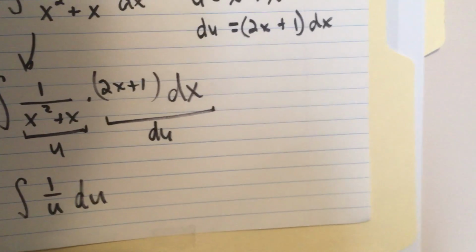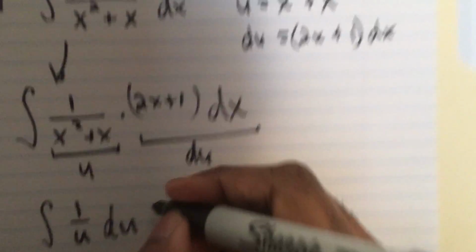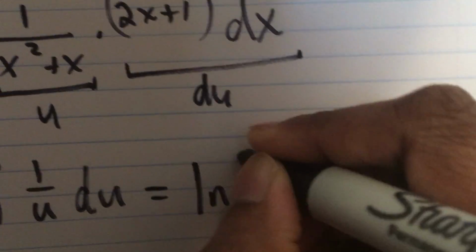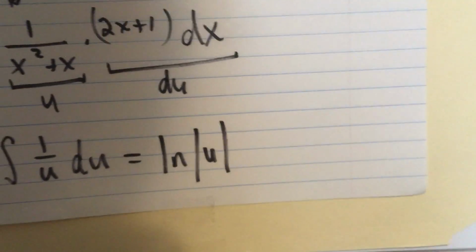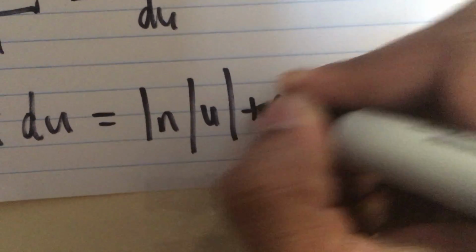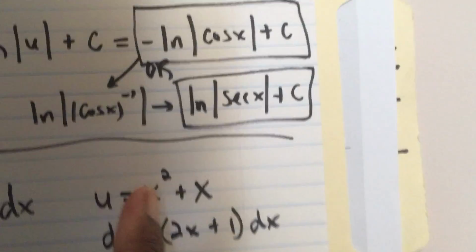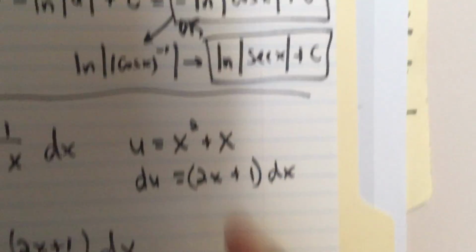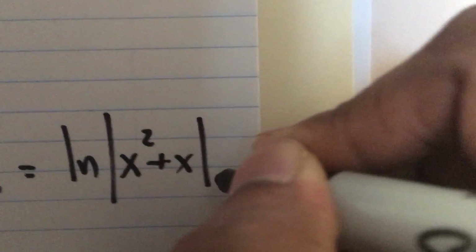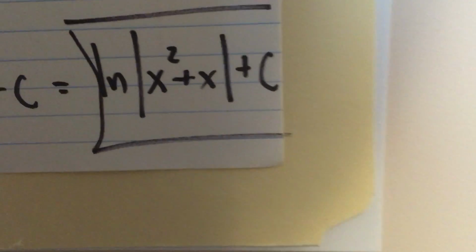Again, the integral of 1 over u is going to be the natural log of the absolute value. Do not forget the absolute value, plus c. We're just going to replace u with what we know what it is, which is x squared plus x. So my final answer is going to be the natural log of the absolute value of x squared plus x plus c. And that is my final answer.